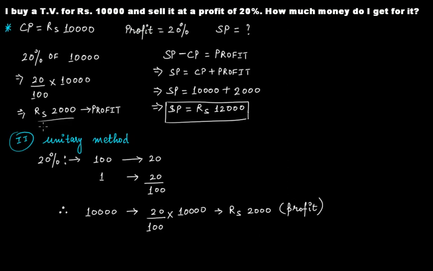Can you see you have actually got the same result here? Now you can follow this same path. Since this is profit, profit is equal to selling price minus cost price, and then you can solve, you will get the same result.